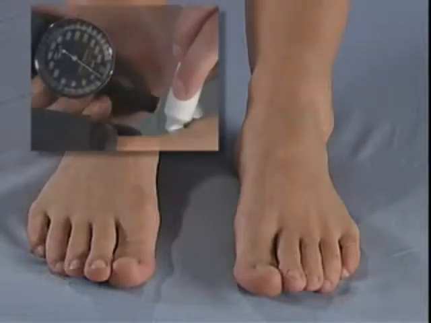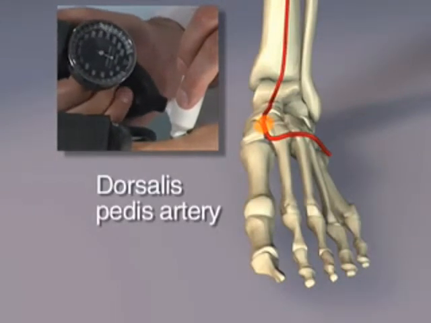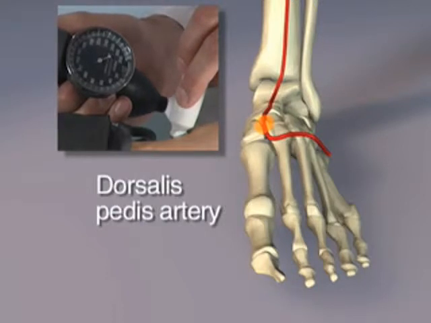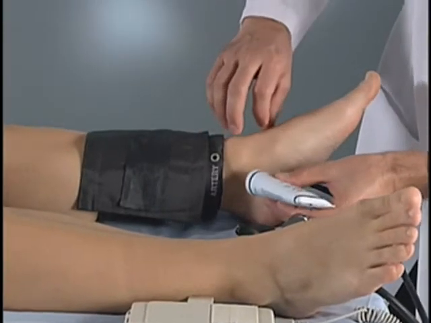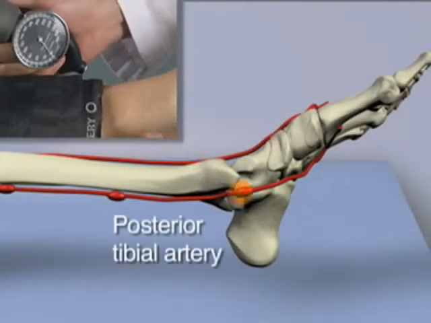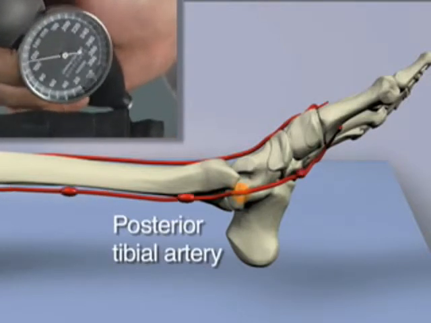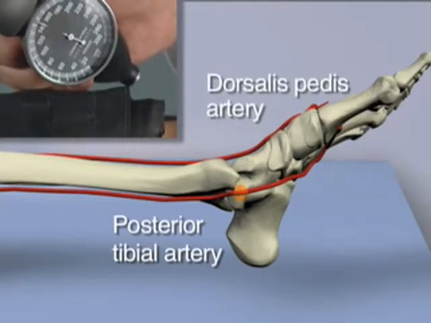Apply the Doppler probe to this area and inflate the blood pressure cuff to 20 to 30 millimeters of mercury above the level of flow cessation. Then slowly deflate the cuff until you hear the sound of the systolic pressure and record it. Repeat the procedure for the posterior tibial artery. Once you have completed the measurement, remove the cuff and place it over the contralateral leg. Repeat the procedure for the contralateral dorsalis pedis and posterior tibial arteries.